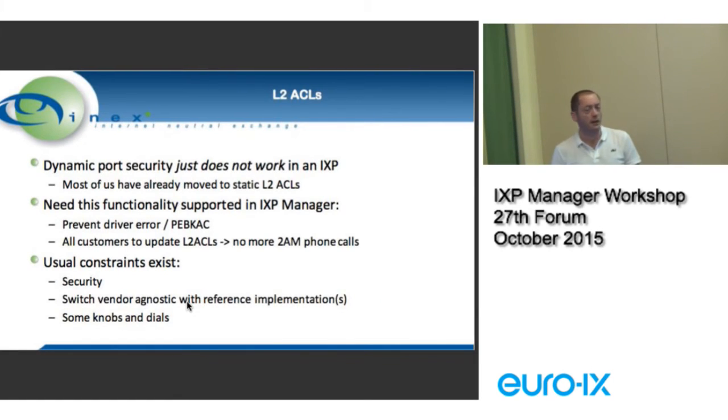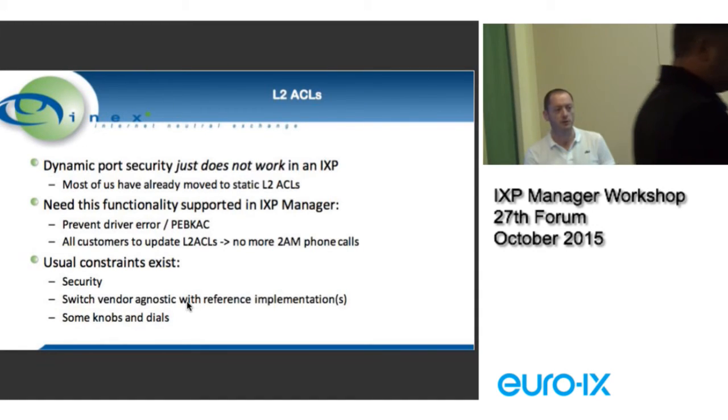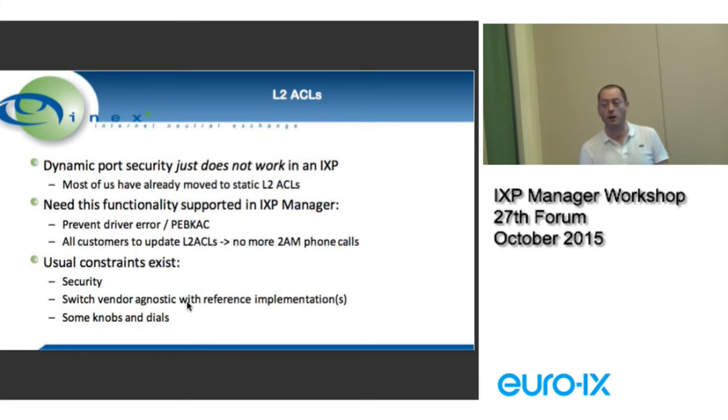So in terms of the layer 2 ACLs, what we're looking at here is basically putting this functionality into IXP Manager, as we discussed, so that members will be able to log in and change their ACLs themselves. And the usual constraints exist. Well, however we do this, it has to be secure. It needs to be switch vendor agnostic.